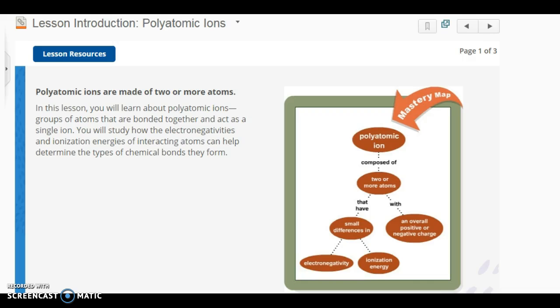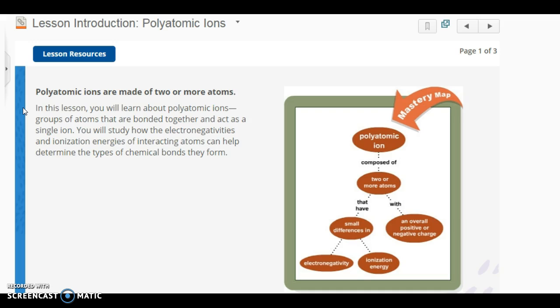Chemistry, Mrs. KJ here, going over lesson 4.02, Polyatomic Ions. So what does poly mean? Poly means many, so we're going to have many atoms together that make up an ion. What does an ion mean? It has a charge. So polyatomic ions are made of two or more atoms.